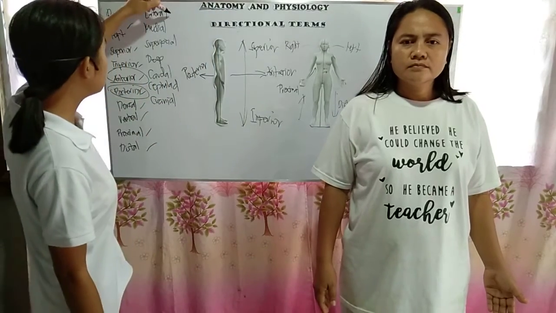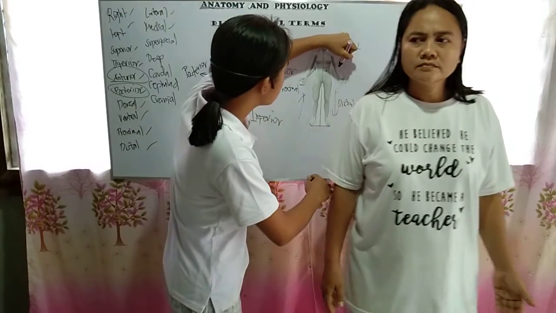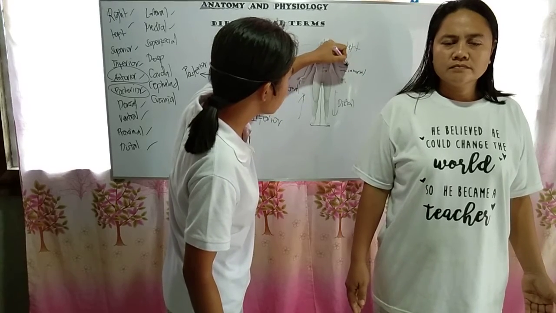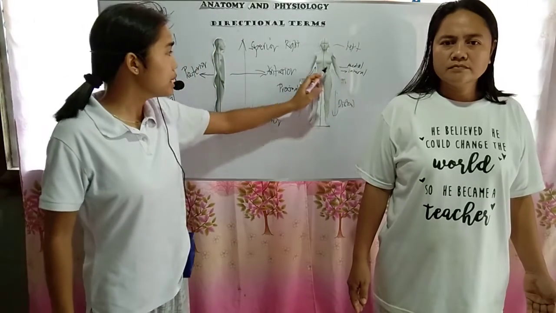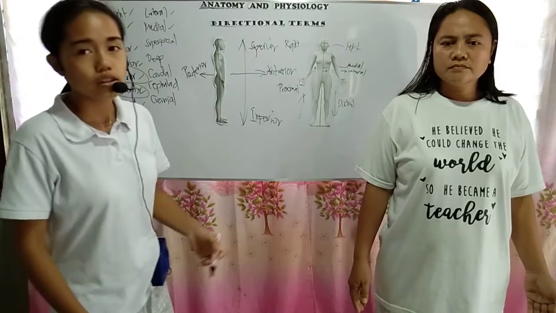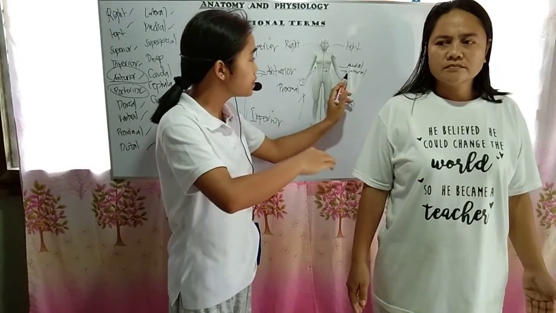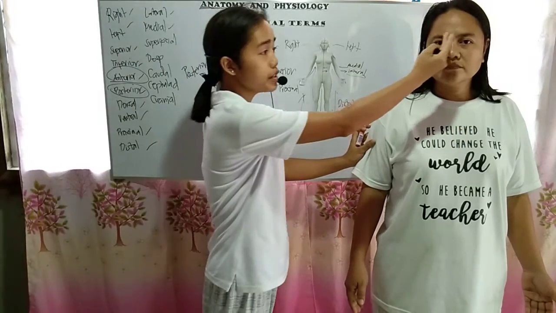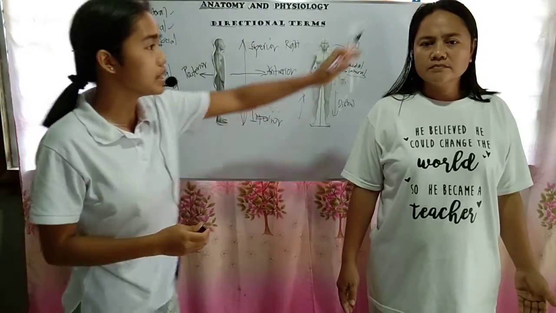So another directional terms is lateral and medial. So this is lateral and this is also medial. Lateral is away from the midline. So this is the midline. While medial is towards the midline. So for example, your nipples are lateral to your breastbone. And the next example is the bridge of the nose is medial to your eyes. So it means that it is in the center.